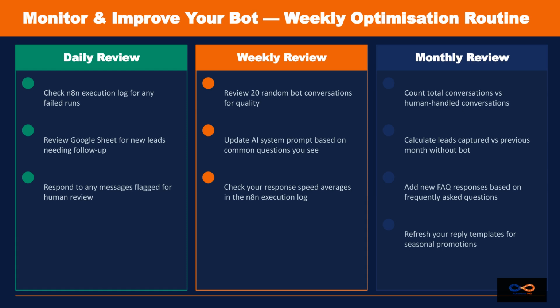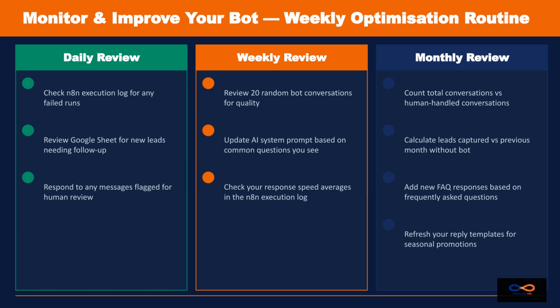A WhatsApp bot is a living system, not a one-time build. Daily monitoring takes under 5 minutes. Check for any workflow errors in your n8n log and follow up on flagged leads in your Google Sheet. Weekly reviews are where the real improvement happens. Read 20 random conversations to see what your bot is getting right and wrong. Update your system prompt based on patterns you notice. Monthly analysis tells you exactly how much time and money your bot saved that month versus the same period without it.